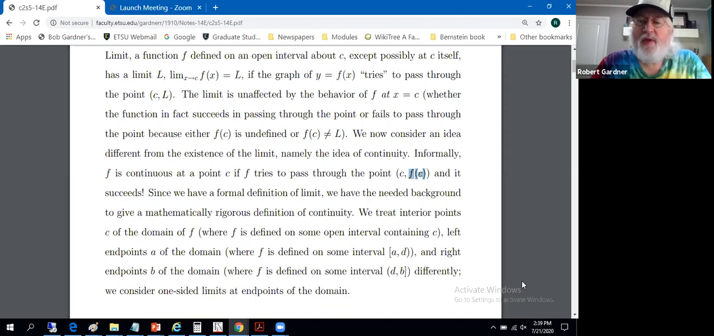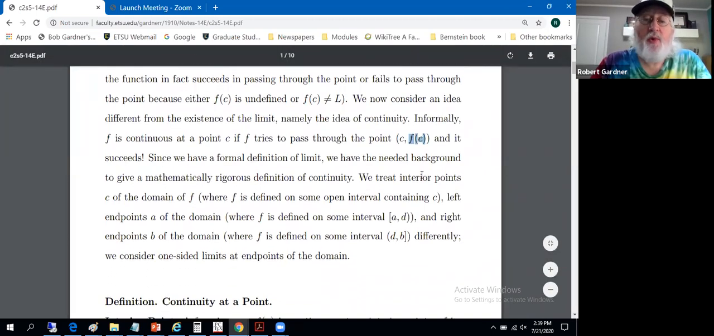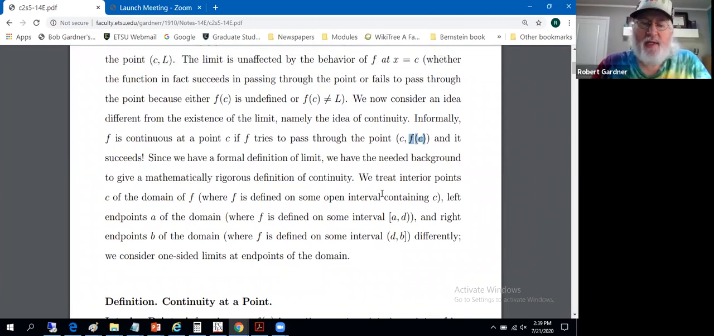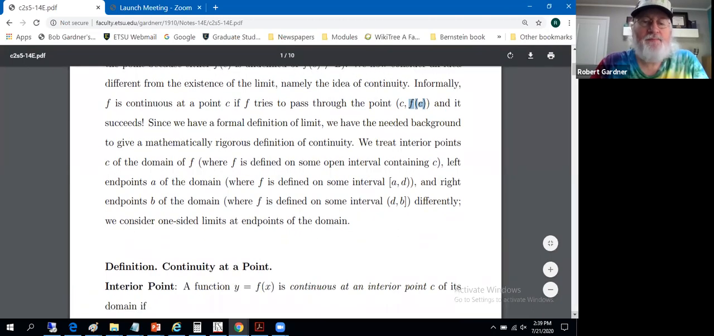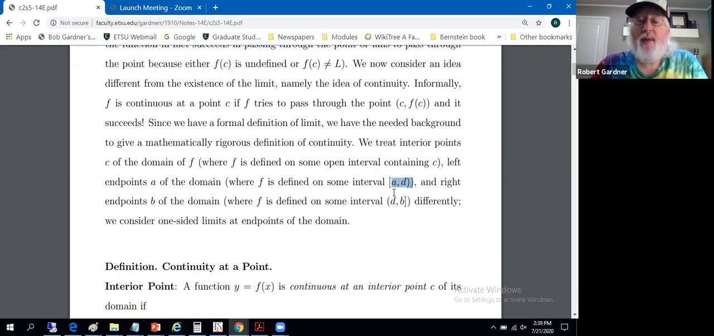And we have a formal definition of limit, so we can state a formal definition of continuity. We'll do that first and then look at it a bit more informally. We'll treat interior points differently from endpoints of a domain. We might have a left endpoint of the domain, in which case we'll require the function to be defined on an interval of this sort, starting at left-hand endpoint a of the domain. We might have a right-hand endpoint b of the domain, in which case we'll require the function to be defined on an interval of this form.